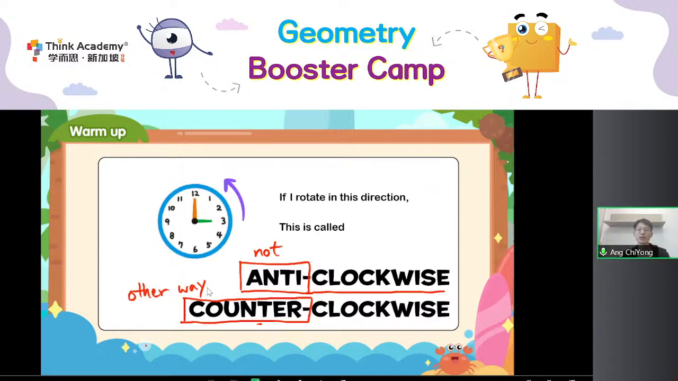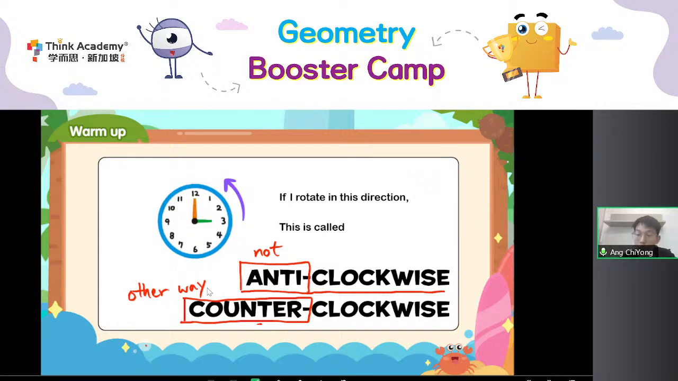But these two names mean not clockwise, basically. You can think of it as not clockwise. Normally, we will use anti-clockwise, right? But take note, remember both, because in your homework, you need to be able to write both of these words, okay? So first way, from the top towards the right, this is called clockwise. If it's the other way, this is called anti-clockwise or counterclockwise. Okay, the other way is more special.